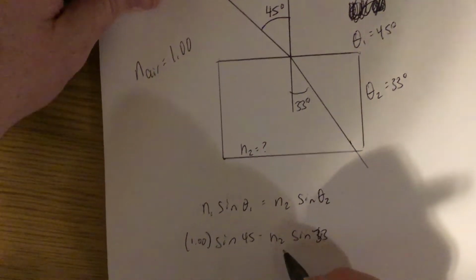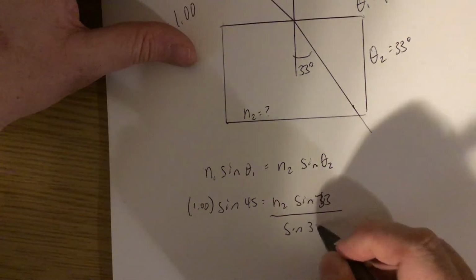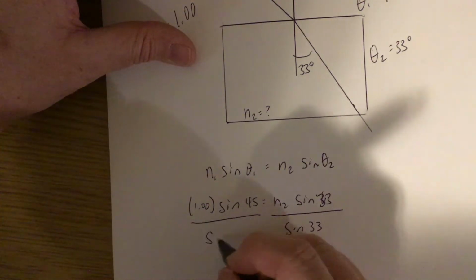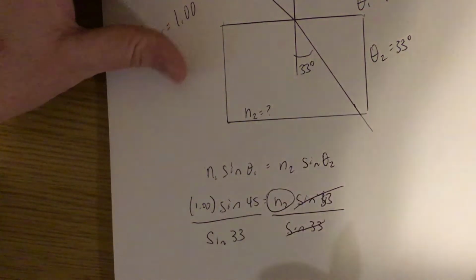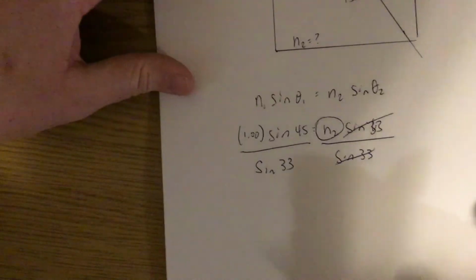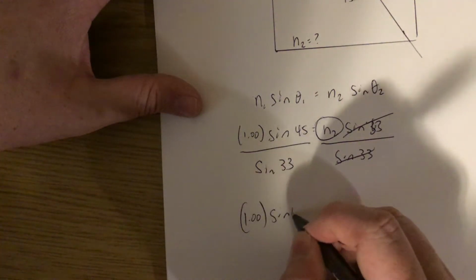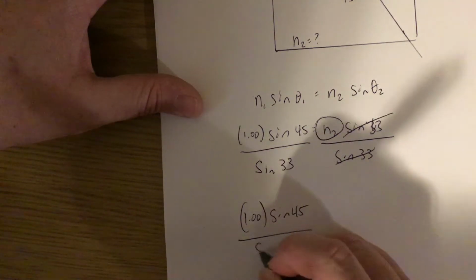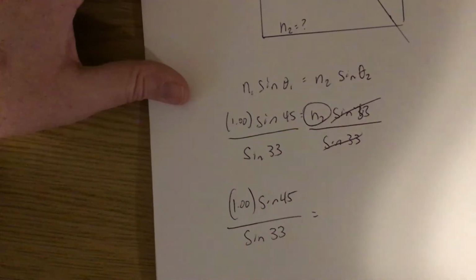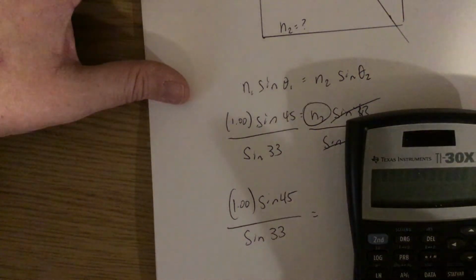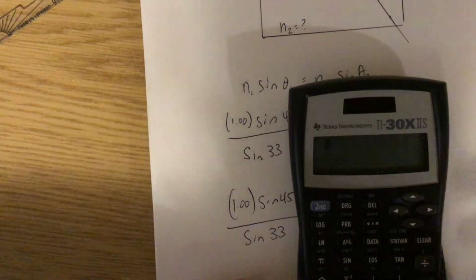And to solve for the n2 then, we'll divide both sides by the sine of 33. And I'll show you in a moment how to stick that in your calculator. So we're left with n2 here. The way that'll be set up is we'll say 1.00 sine of 45 divided by the sine of 33, and that will give us a number. It will be the n for n2. And so the way that you can do this is you'll just put it in just like this.